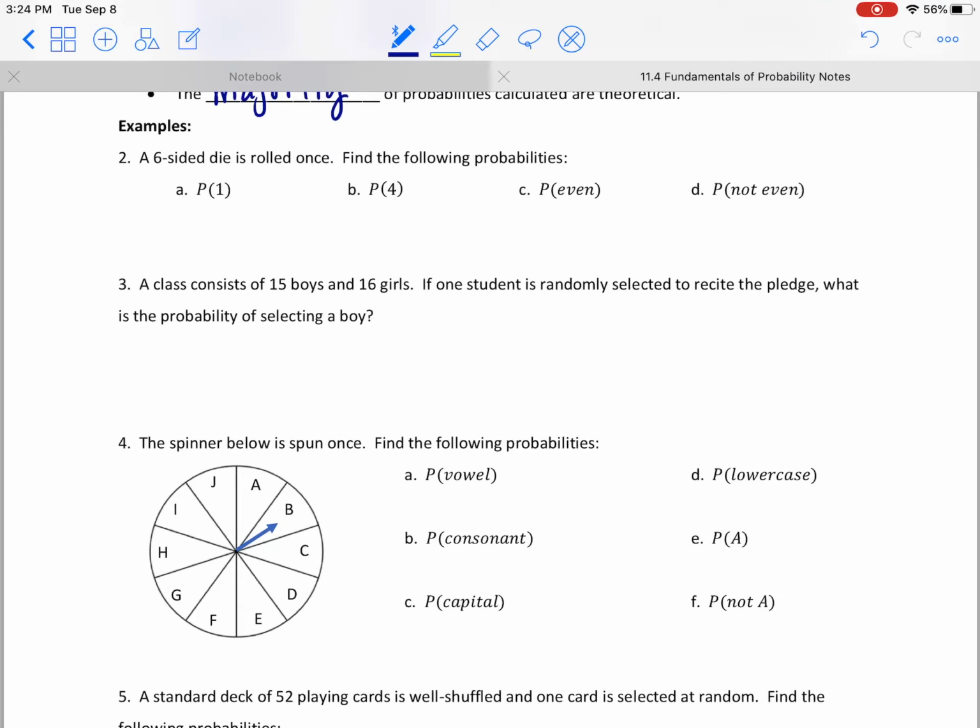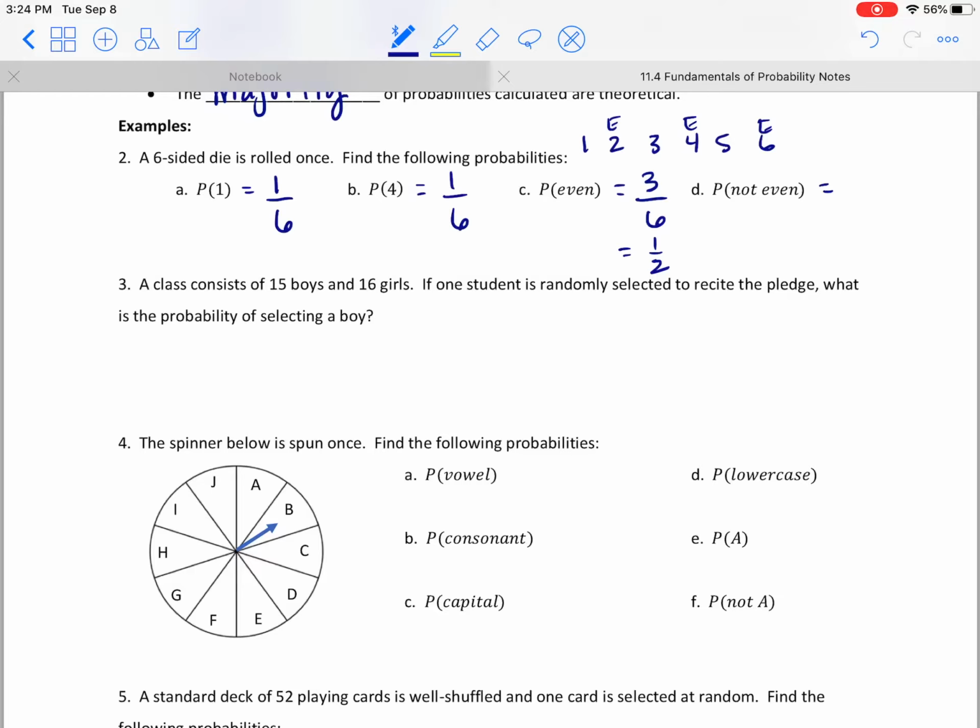So a 6-sided die is rolled once. What's the probability that we land on a 1? Well, in the 6 options, one of the 6 is a 1. What's the probability that we land on a 4? Well, one of the 6 options is a 4. What's the probability that we land on an even? Okay, well, 1, 2, 3, 4, 5, and 6. This one's even, this one's even, this one's even. So 3 out of the 6 are even. Or if we want a half reduced, or 0.5 for the decimal, or 50%.